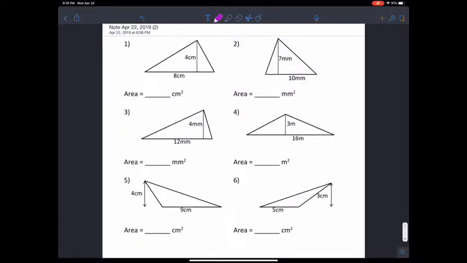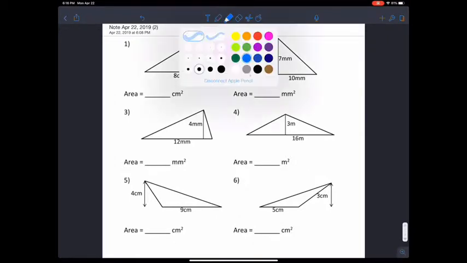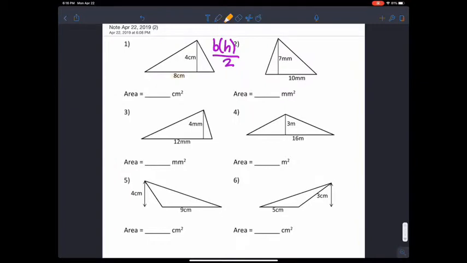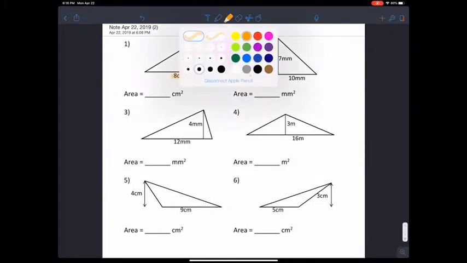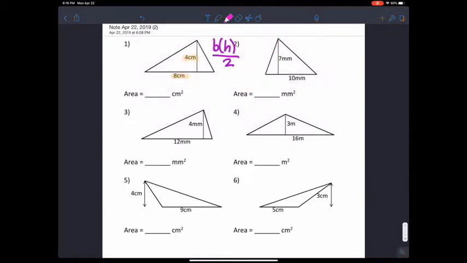So we're now going to do a few more examples of how to find the area for triangles. So we're going to write your formula first, which is base times height divided by 2. Let's see, I'm going to choose a color to highlight with. This is your base, this is your height. And you know this is your height because of this little line right here.